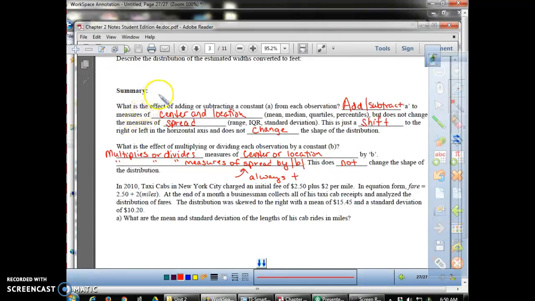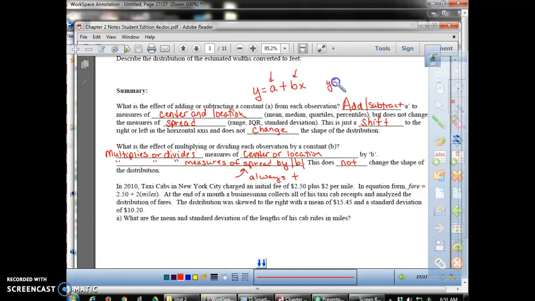So to summarize, if you are adding or subtracting, it changes only the measures of center and location. If you're multiplying or dividing, it changes all of them, center or location, and your measures of spread. But just remember, you're multiplying by the absolute value of B. And y is equal to a plus bx is actually the form that we will use for linear equations in AP Stats when we get to our linear regression unit. And a is just going to be whatever you're adding or subtracting. It's like your constant that you're adding or subtracting. And b is almost like your slope, is what you're multiplying by.